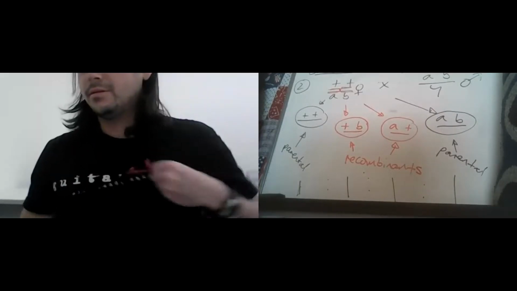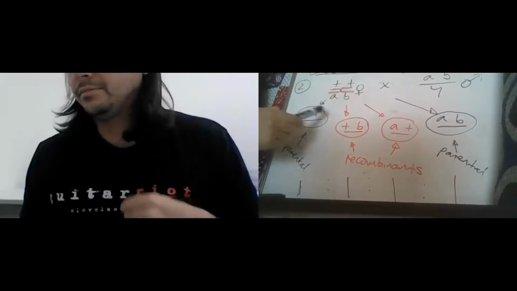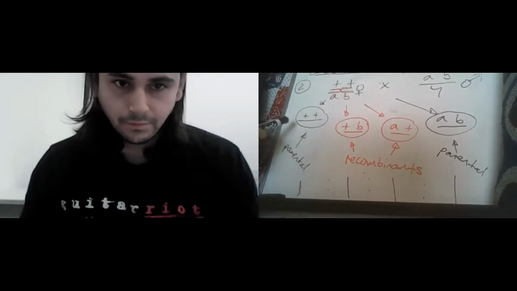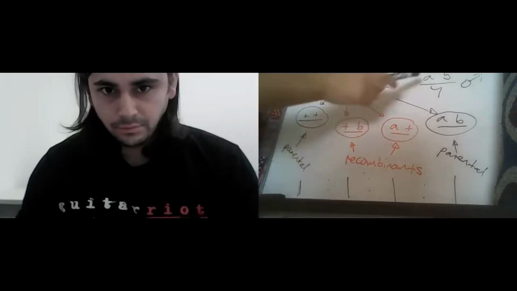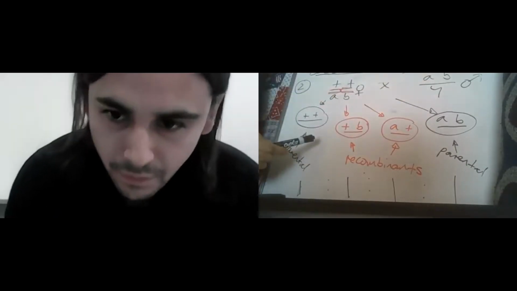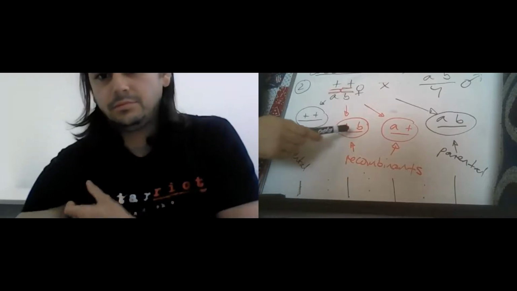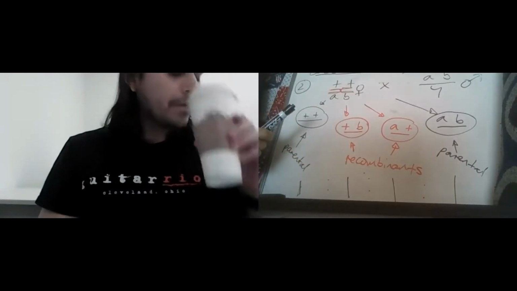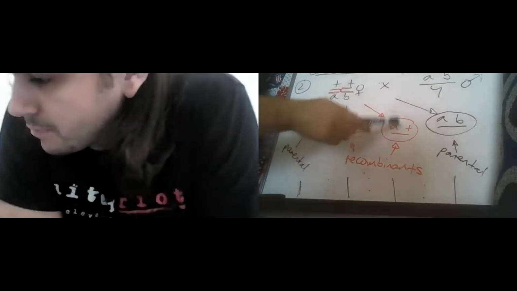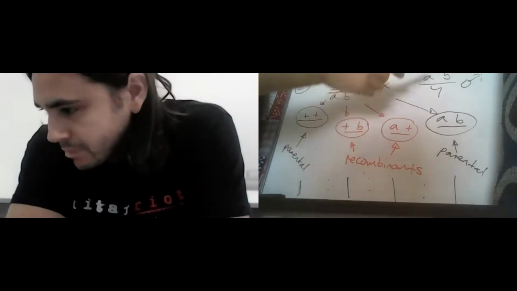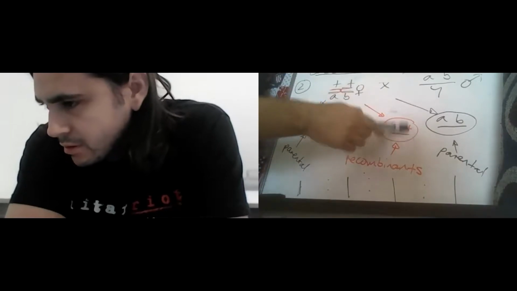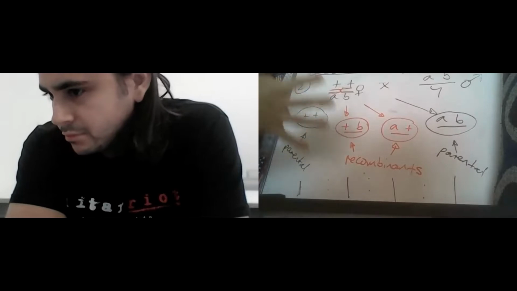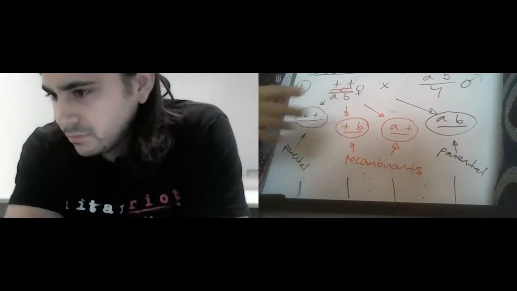So when you put them together, you'll be plus plus over AB. That would be dominant, dominant. Plus B over AB would be dominant B. A plus over AB would be A plus, and then you'd have AB. So you'd be able to see the 4 different possible combinations you can get.